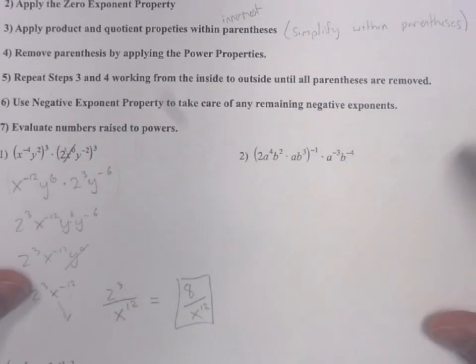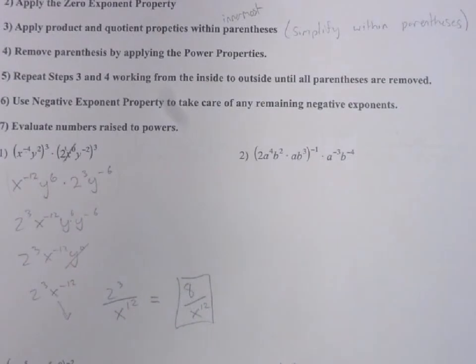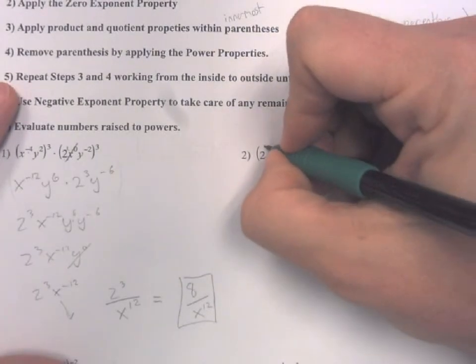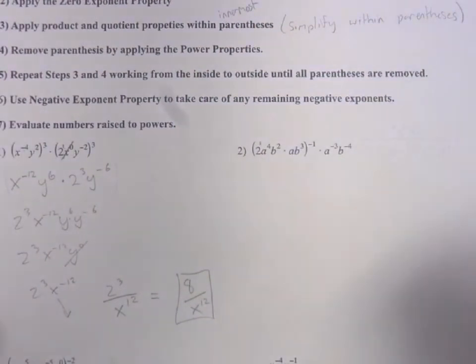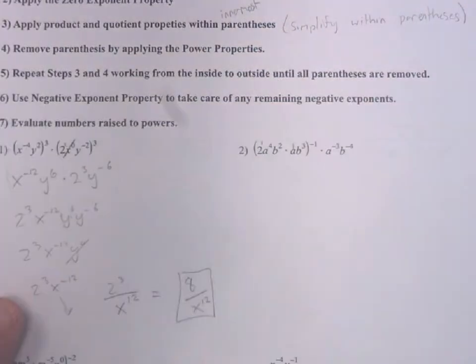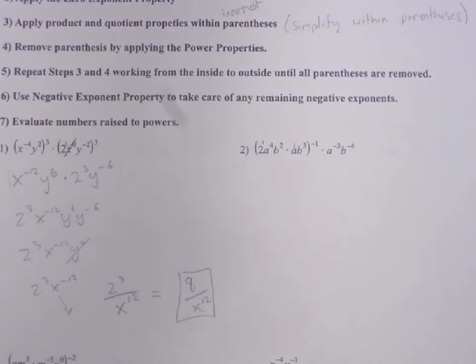Okay, so we'll go through our order again. So first step is give everything that doesn't have an exponent a 1. That's just kind of a safety step so that we don't make mistakes here. So it's 2 to the 1 and a to the 1.